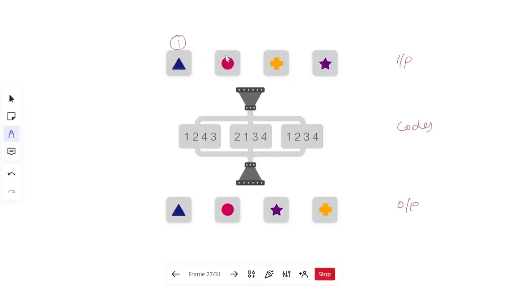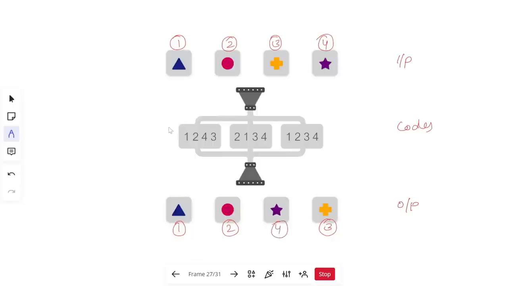For simplicity, I will mark the images as 1, 2, 3, and 4 so that I can make you understand in a better way. Now let's see, this triangle is at which position? It is again here only. The second image was a circle, it is also here. The third image is here, so I will mark it 3 here, and the fourth image is here. Let's see the code that we have, 1, 2, 4, 3.